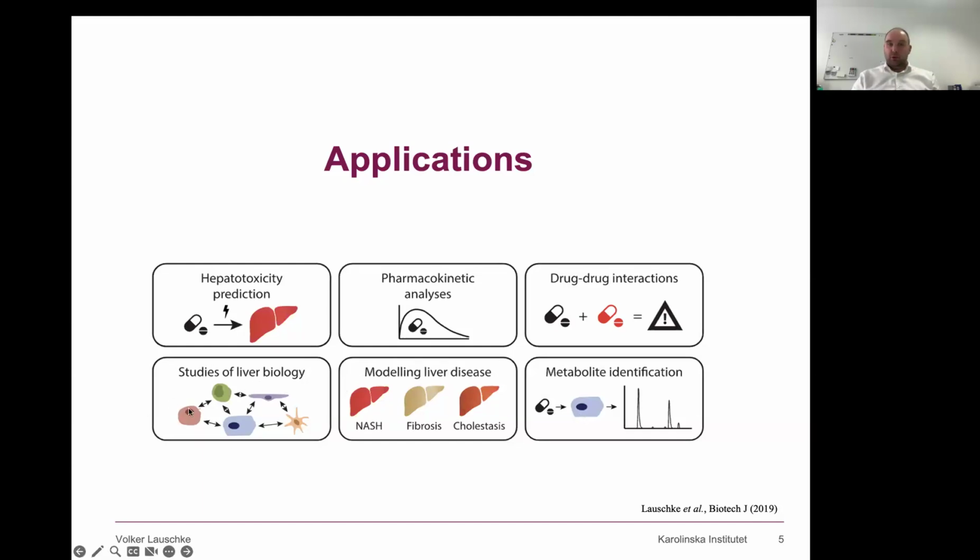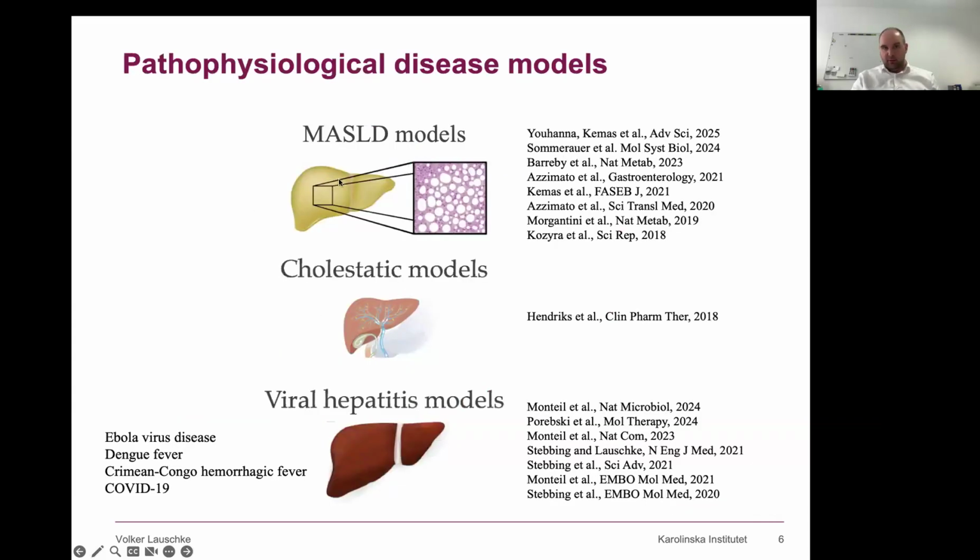And then, of course, also more basic studies of liver biology, how the different hepatic cell types are interacting, hepatocytes with various non-parenchymal cells, be that inflammatory cells, stellate cells or cholangiocytes, and also the modeling of a variety of different liver diseases. And this will be the focus of today's talk. So we've done quite a bit of work on MASLD, fatty liver disease, considerably less on cholestatic models, and also viral hepatitis or viral infection models.